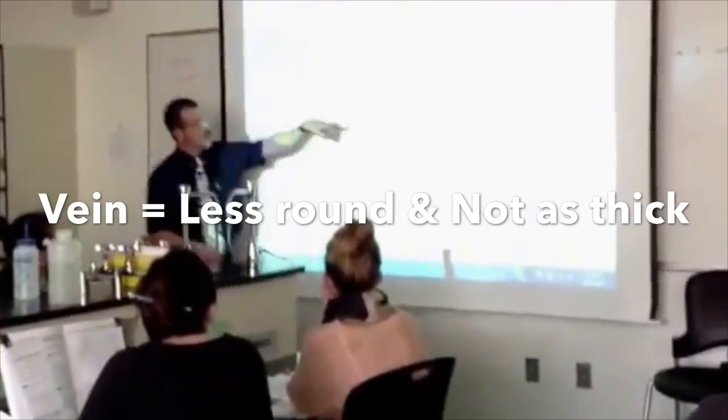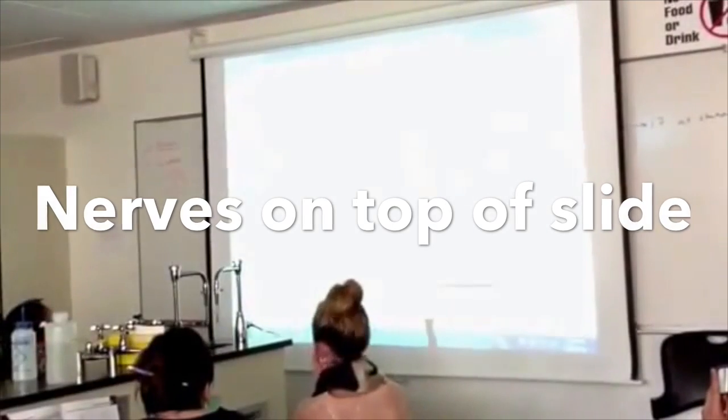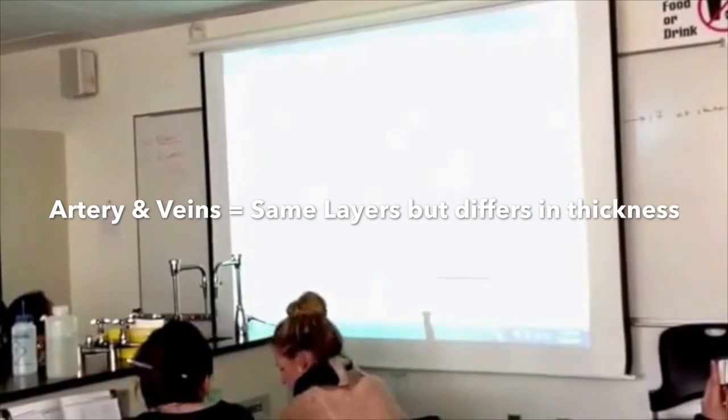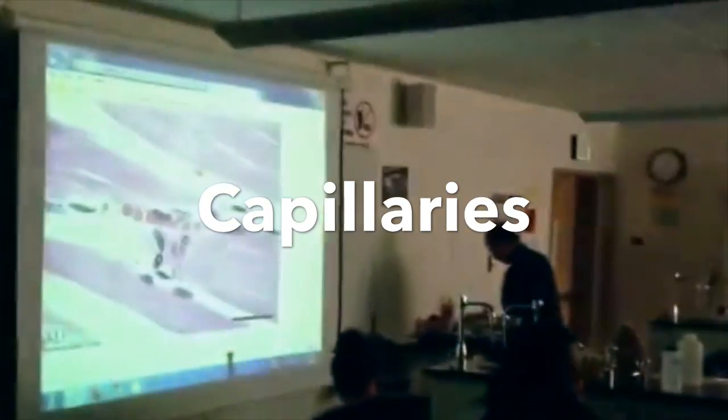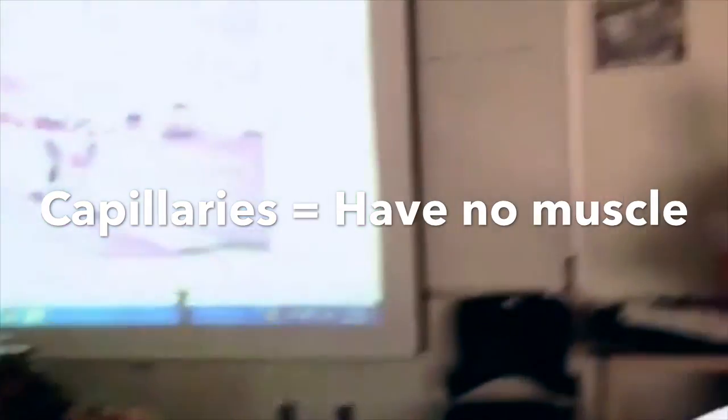These are nerves, by the way, up here. But you get the idea. So your first goal: artery versus vein. And once you know that, they have the same layers, just different thicknesses. It's pretty simple. Capillaries have an endothelium. They're one layer. There's nothing else in them. There's no muscle. Make sense?